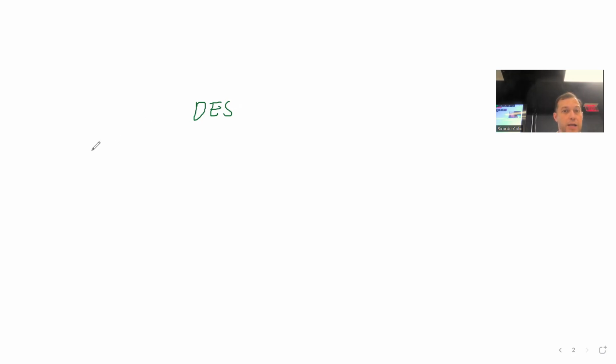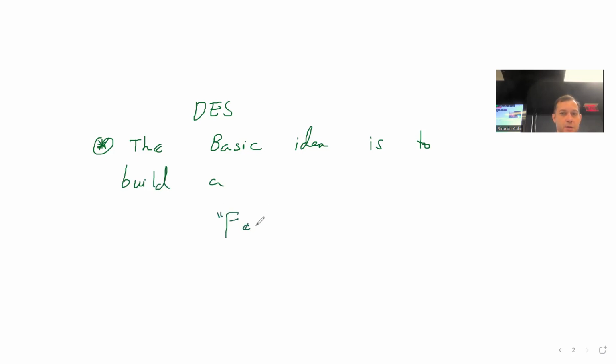Okay, so I'll write this down. And I think I already have these notes uploaded, not on GitHub, sorry, on Brightspace, so you can take a look at those. You can print them out if you'd like. So the basic idea is to build a Feistel network. Feistel is probably the person that came up with the idea here. So, Feistel network, okay?